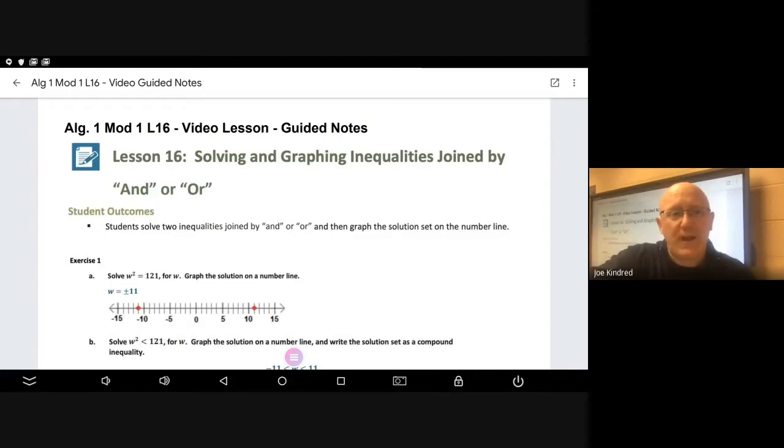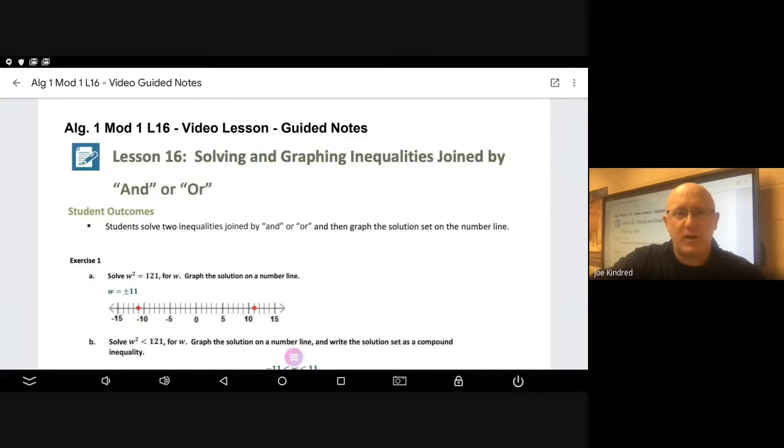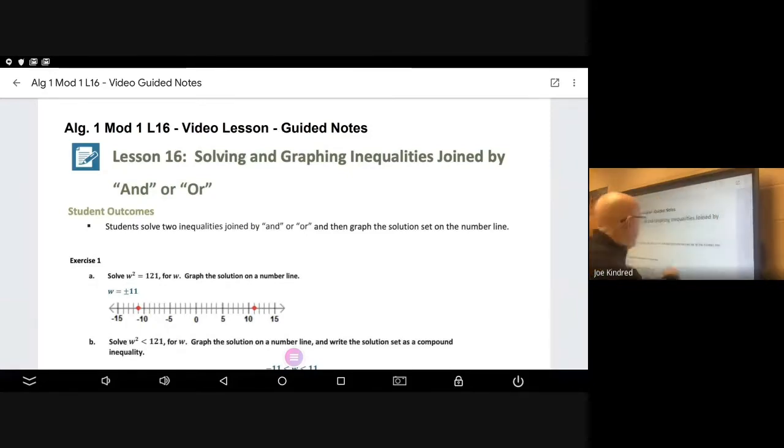So let's start with the objective. Students solve two inequalities joined by "and" or "or," and then graph the solution set on the number line. So we're going to be solving and graphing, and that's basically what we're doing. It's very similar to Lesson 15. Let's start with looking at some of the exercises the book presented to us.